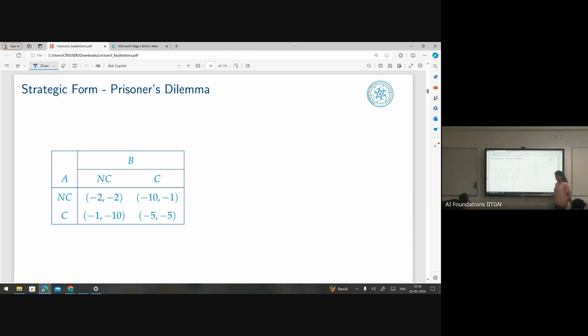So this is how the matrix looks. Essentially, the -2 or -10 here represent the reduction in marks or jail time. And that's what we have populated the matrix with.